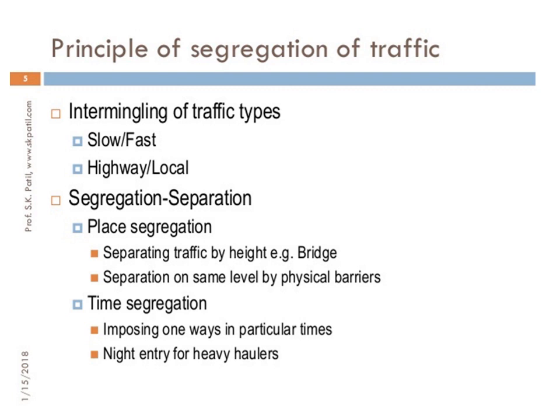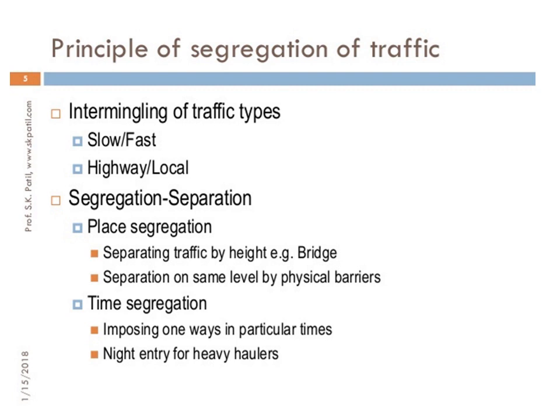Then the principle of segregation of traffic, in which intermingling of traffic types is avoided. So we have to see slow traffic or fast traffic, whether it is highway or local. Segregation or separation has two types: one is place segregation and the other is time segregation. In place segregation, traffic is separated by height, that is, bridges, and secondly by separation on the same level using physical barriers.